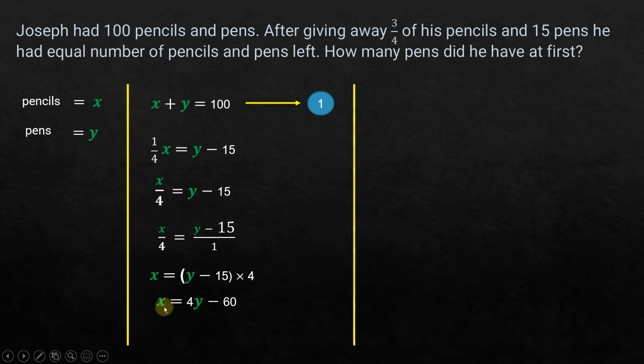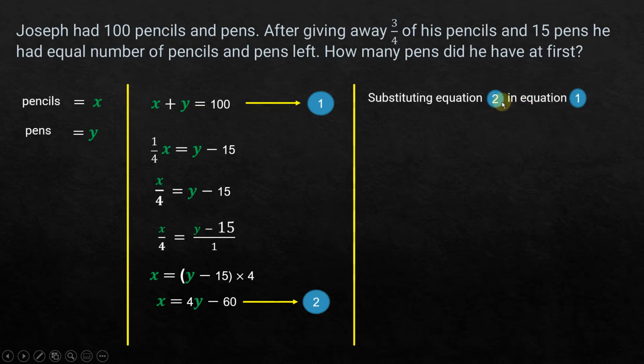So what I'm going to do is, x value here is equal to 4y minus 60. So it forms equation 2. I'm going to take this value of x from here and substitute in this equation here. Basically substituting equation 2 in equation 1. So instead of writing x here, I'm going to write 4y minus 60. So x plus y is 100. So x becomes 4y minus 60 plus y equals 100, right?